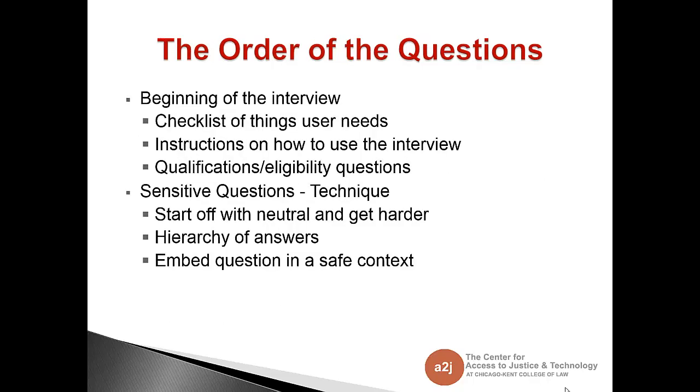The order of the questions is also important to think about and to plan out. You don't have to follow the order of the form itself. You can gather information from your end user in any order. So at the beginning of the interview, give them a checklist of things that they're going to need. If you're going to ask about their tax information, tell them up front that they should have their W-2s available. Give them instructions on how to use the interview. Let them know that when they complete the interview, they'll be taken to another website where they can print their documents.